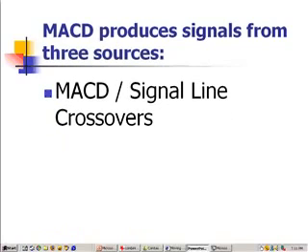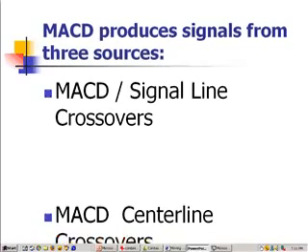The MACD signal line crossovers are the most common signal that MACD sends out, and unfortunately, they're the most unreliable. Also, unfortunately, they're the ones that most traders are aware of and actually take action on. But I'm here to tell you that there are some other signals that MACD sends out that are more reliable, and although they're less frequent, they produce bigger moves.